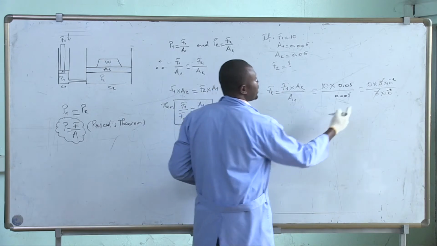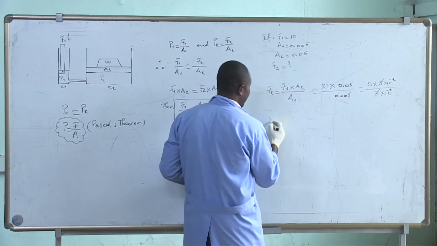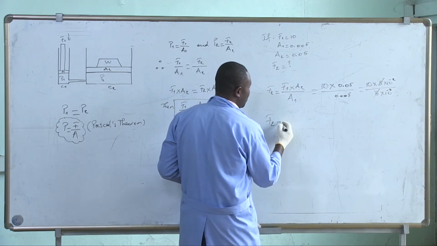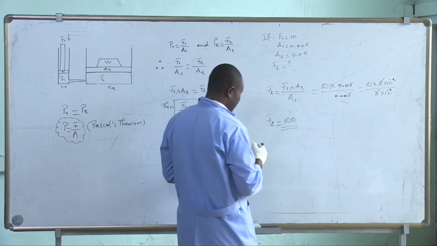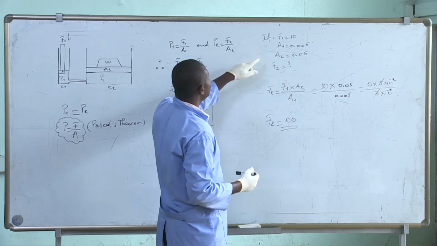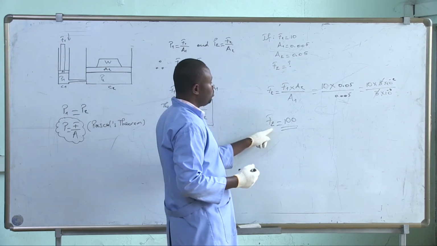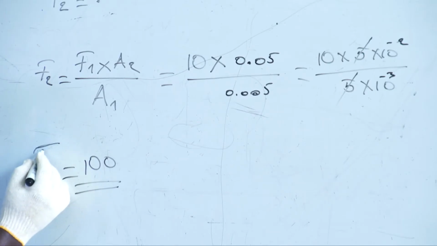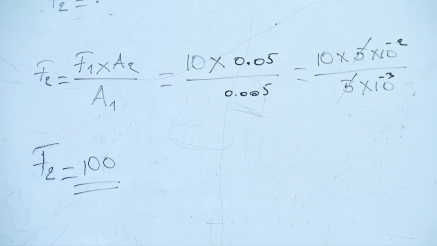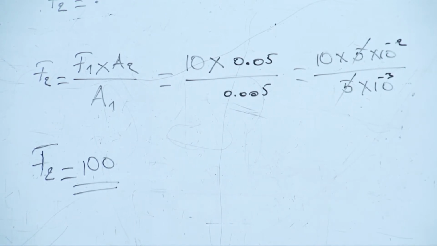This ends up by cancelling 5 to 5. So therefore, F2 will be equal to 100. And you can see that F1 is 10, and F2 this time is 100. So in conclusion, F2 is multiplied just because we use two different cylinders. One is small and the other one is large.